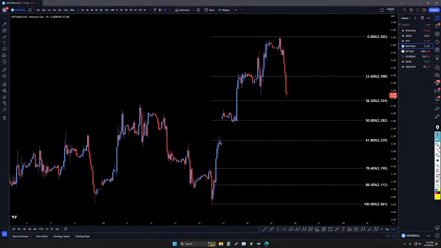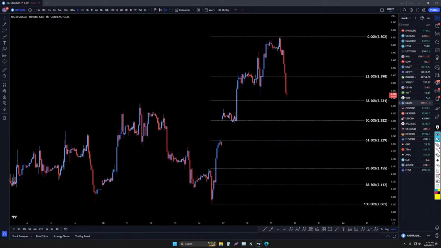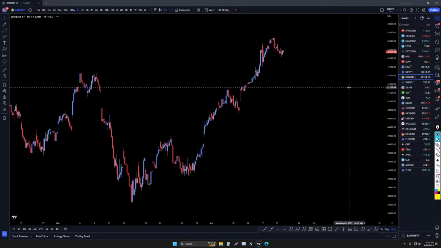So let's get back to, let's see, we got oil and natural gas. Let's go look at the Nifty Bank for one of my members. So the Nifty Bank is this one.